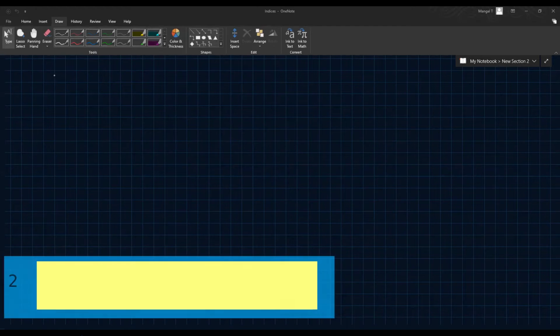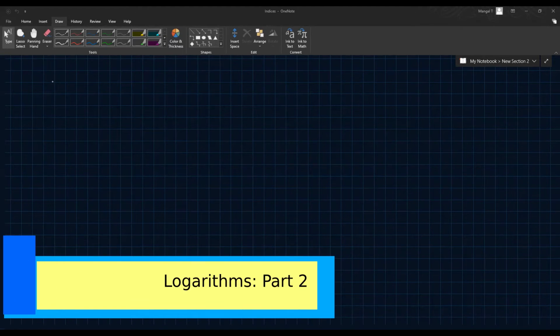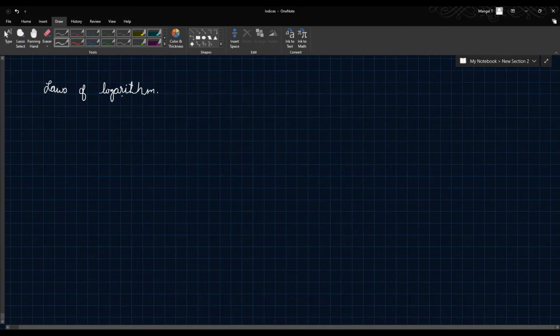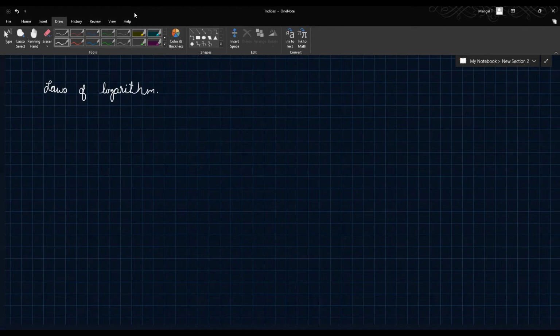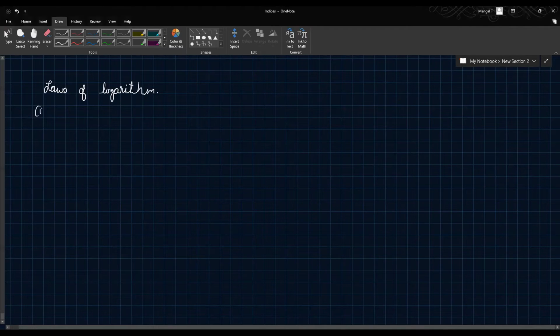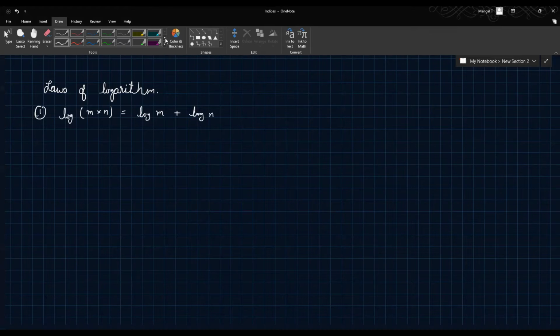Today we are going to study the laws of logarithms. Last class I told you that logarithms are used to do difficult calculations. Now they are done with the help of these laws. So the first law, which is also called the product law, says log of m into n is equal to log m plus log n.